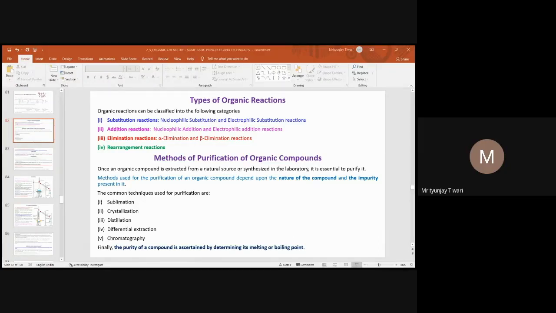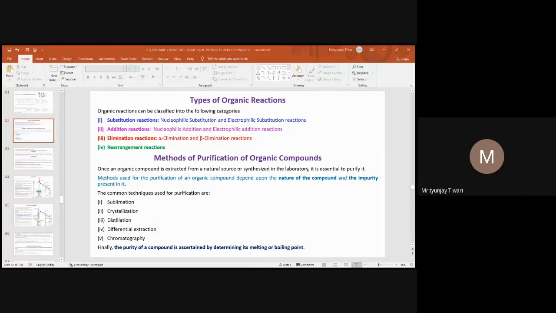Then we looked at distillation. This is simple distillation initially. Simple distillation is used mainly to separate a volatile liquid from non-volatile impurities. Means if our compound is a volatile liquid and the impurities are non-volatile, then we use the method of simple distillation. Simple distillation is also used when there are two liquids, the organic compound is a liquid and the impurity is also a liquid, but there is a large difference between their boiling points.